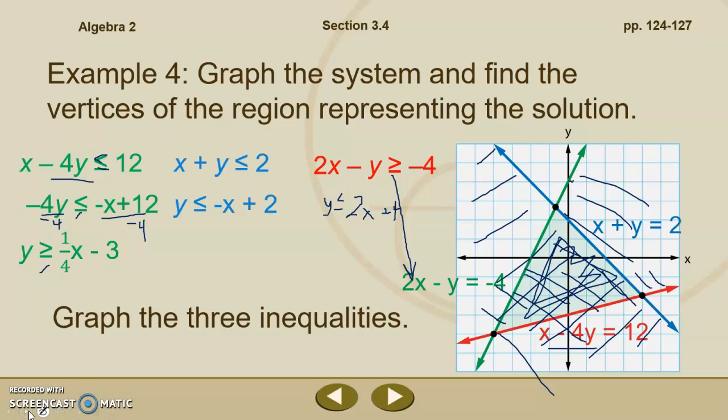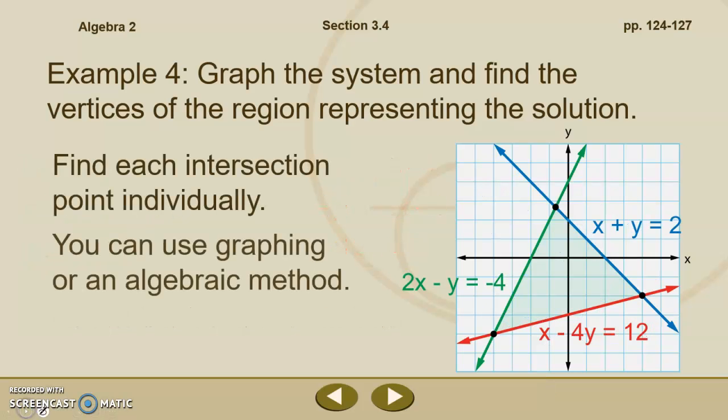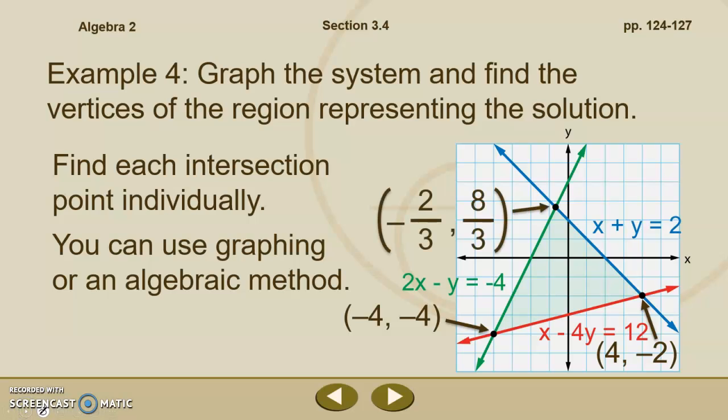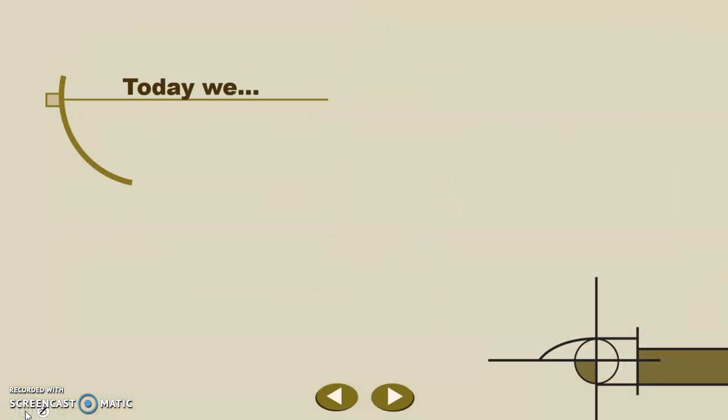Okay, if we want to know then the vertices for that region, we would identify the 3 points of that triangle. And there we have -4, -4; 4, -2; and -2/3, 8/3. Okay, you can use this graphing method, or you can use it algebraically. If you wanted to use substitution or elimination, you can solve that way as well.